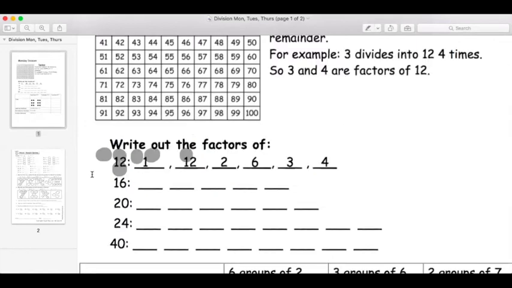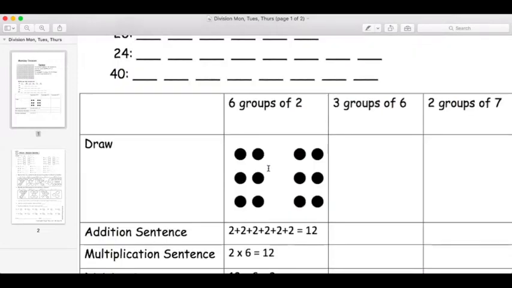Well, this is exactly it all over again. So you have your 12s that we worked on already. That's your example. And then you have your 16. So find out the factors of 16, 20, 24, and 40. And there's the 100 square to help you out. So the next part, it says 6 groups of 12. So the first step, you need to draw the 6 groups of 12. So I've drawn circles to represent it. So we've 1 group, 2 groups, 3 groups, 4 groups, 5 groups, 6 groups.